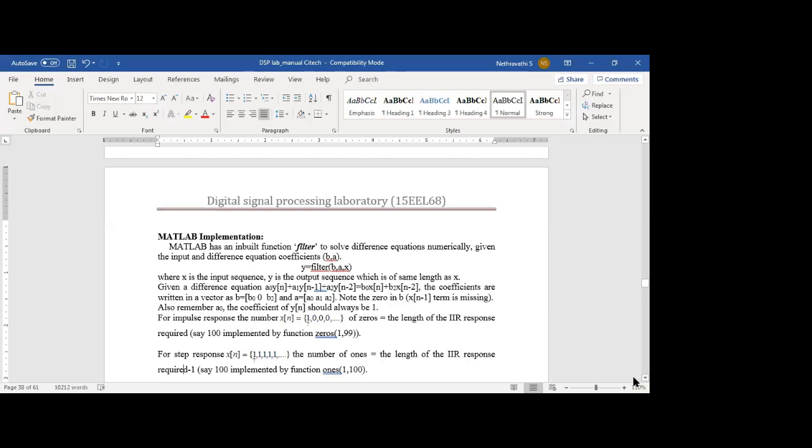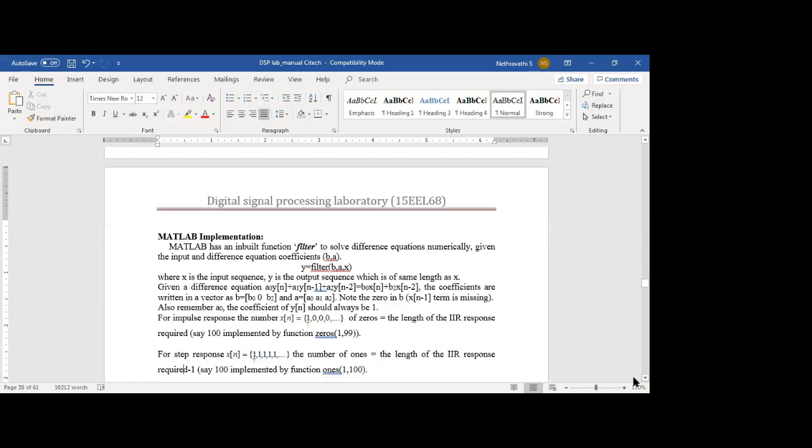Okay, for the first case I'm talking about the impulse response. If it is an impulse response, I'm adding zeros. What number of zeros will I be adding? I'm adding the number of zeros which has been specified here in the program. If I'm giving 100, it will be considered as 1 and 99 zeros.